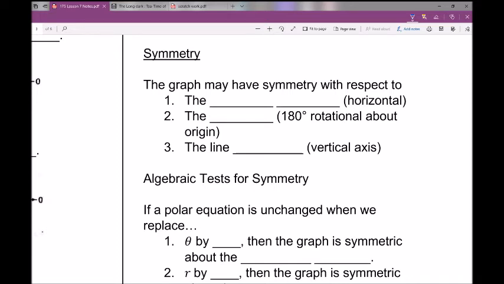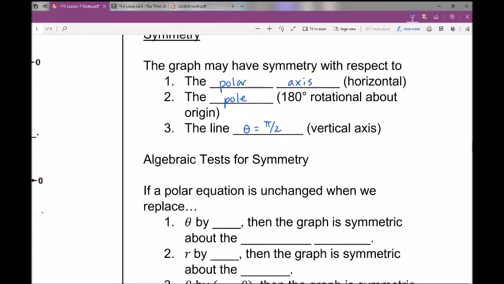So a graph may have symmetry with respect to the polar axis, which if you remember, the polar axis was what we call the horizontal axis, so that is why it's horizontal symmetry. We could also have symmetry with respect to the pole, and remember the pole is the origin in the polar coordinate system, so that means that we have 180-degree rotational symmetry about the origin. And finally, we could have the line theta is equal to pi over 2, and so that would be the same as the vertical axis in the polar coordinate system.